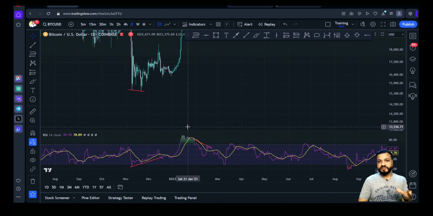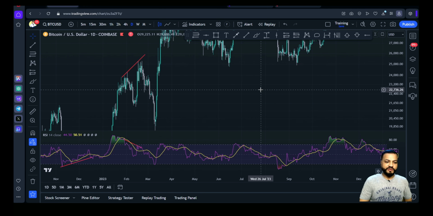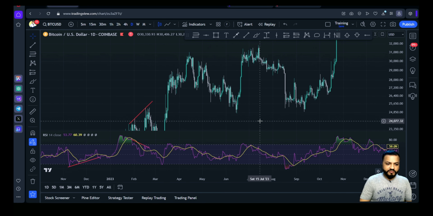So this is how you have to see the market, like the bulls and bears fight. If you understand the bull and bear fight, you will understand the whole market. It's going to be like a game. So let me show you some more.